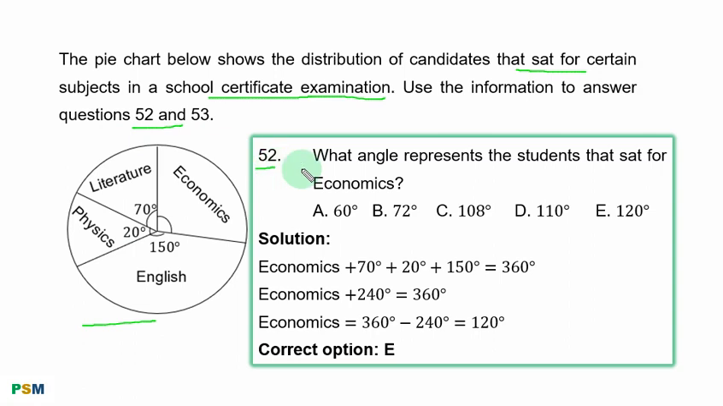Question 52. What angle represents the students that sat for economics? Solution: if you add all the angles in the pie chart, the sum is equal to 360 degrees. You have it in this form. So for economics, you have 360 degrees minus 240 degrees, and that is 120 degrees. The correct option is E.